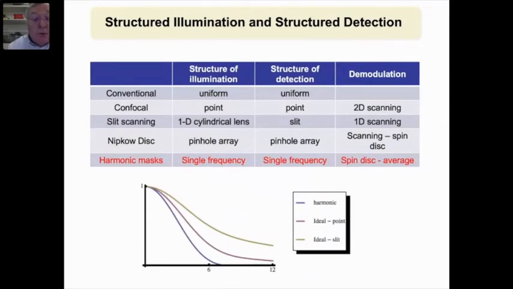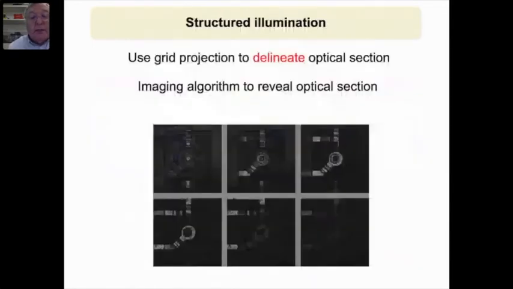The blue line here is the ideal optimum spatial frequency for sectioning. The purple line is the ideal point scanning confocal, which of course doesn't exist. And the other one is the ideal slit detector. So you start off, you can get images like this as I focus through this specimen.